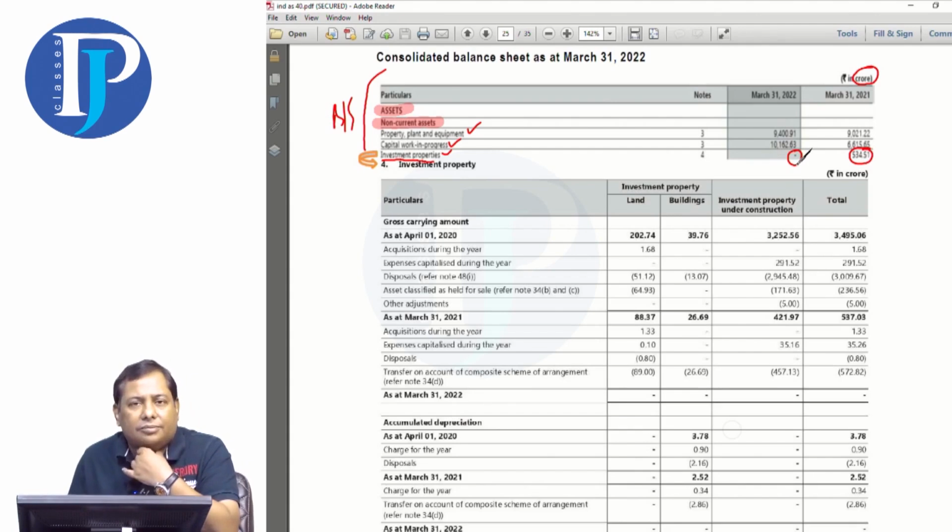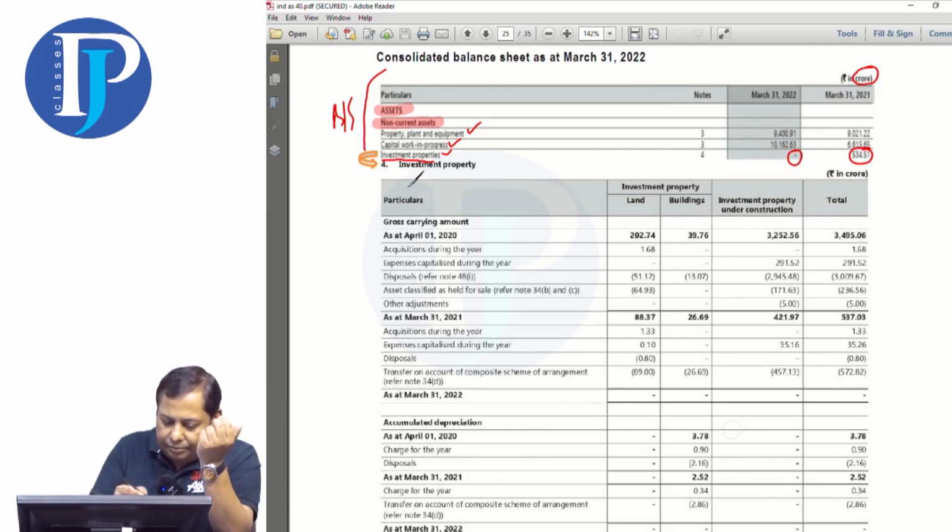It might be sold. If they haven't sold it, they might have transferred it. The intention would have changed. Will we give it on rent or not? Either it has been disposed of or the intention has changed. Look, we've come to notes. In notes to accounts, they would have explained the investment property in the 4th point here.